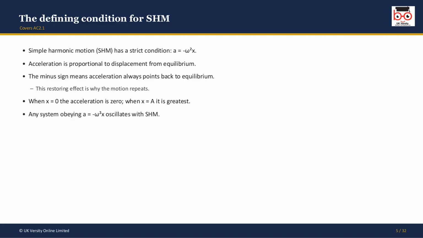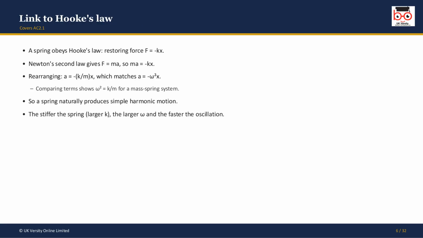When the displacement is 0, the acceleration is 0. And when the displacement is at the amplitude, the acceleration is greatest. Any system that obeys this rule oscillates with simple harmonic motion. Where does that condition come from in practice?